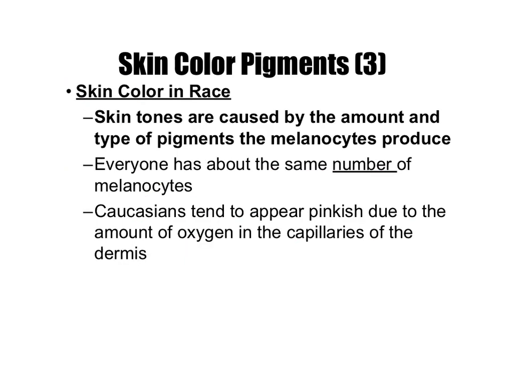All right, so now looking at skin color in terms of different races of people. Remember, your skin tone is caused by the amount and the type of the pigments you produce, not by the number of melanocytes that you have. Everybody has about the same number of those cells which produce melanin, but some people's melanocytes produce more melanin than others. Caucasians tend to appear kind of pinkish due to the lack of melanin being produced by the melanocytes. So they appear pinkish due to the hemoglobin that they carry in their blood or their capillaries.